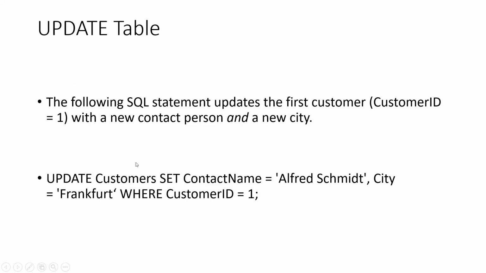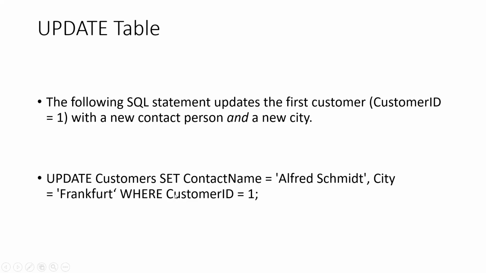My attributes are contact name and city. In a customers table, there are three attributes: contact name, city, and customer ID. There are many attributes available, but I am taking these three only. Then in the where clause, you have to mention the customer ID.